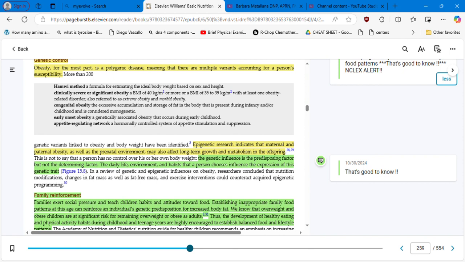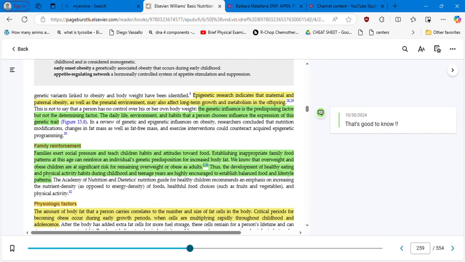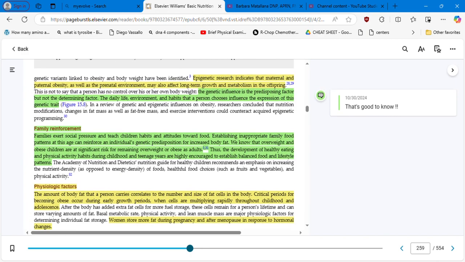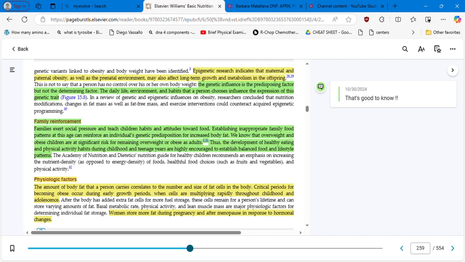As well as the prenatal environment, how well was the nutrition of the woman, right? May also affect the long-term growth and metabolism in the offspring. That's why nutrition during pregnancy is so important. The genetic influence is the predisposing factor, but not the determining factor.